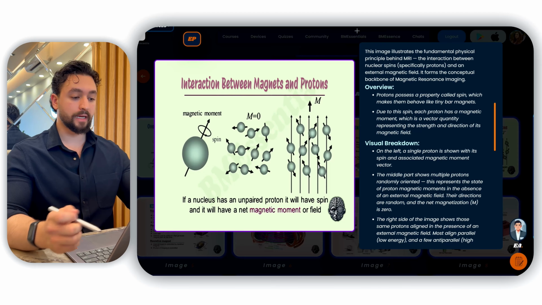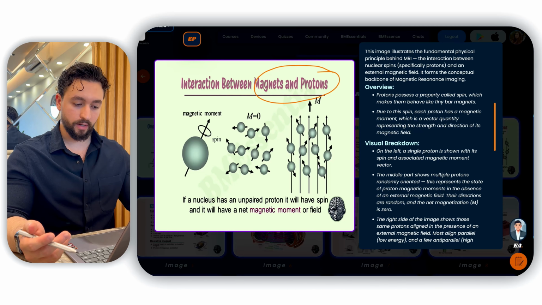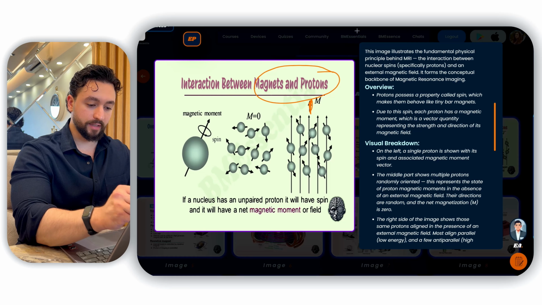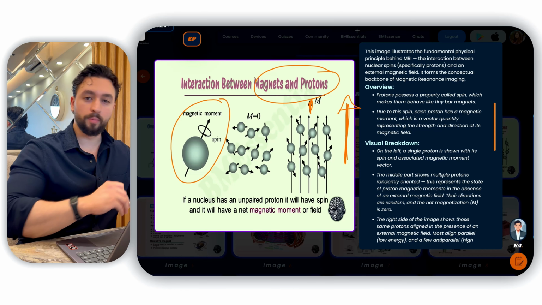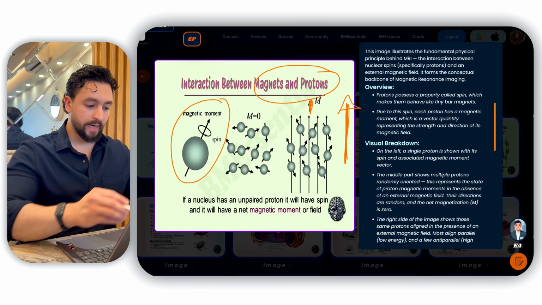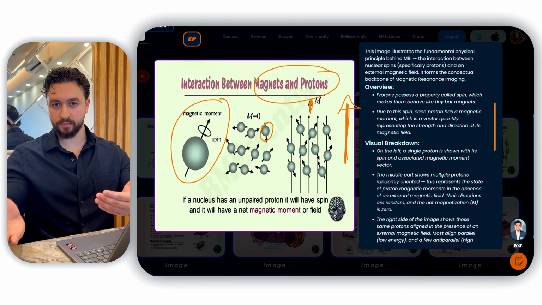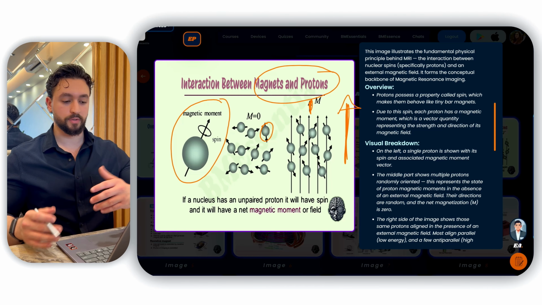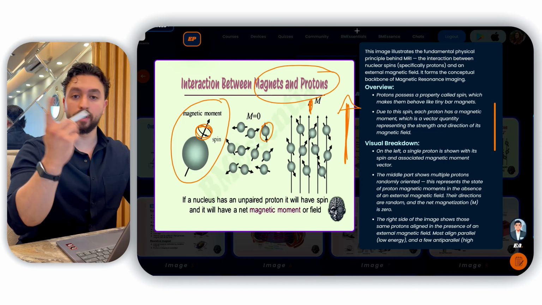Let's look at the actual magnets, the actual protons, and what they are. All you need to know in essence is that this is the main magnetic field, which is perpendicular. This is the magnetic moment, or the proton or the spin or the magnet, whatever it is. It is spinning in random directions before the patient enters the main magnetic field, before the patient enters the MRI scanner, and it is also spinning around its own axis.